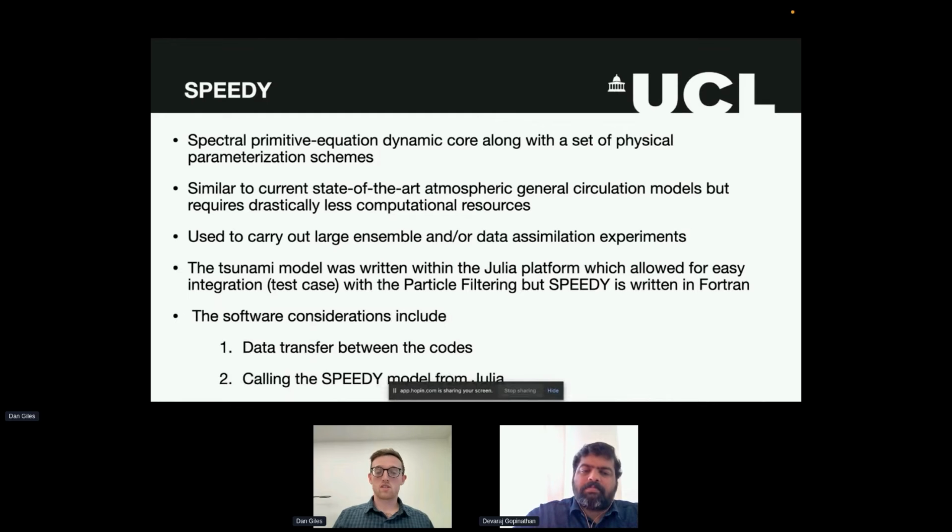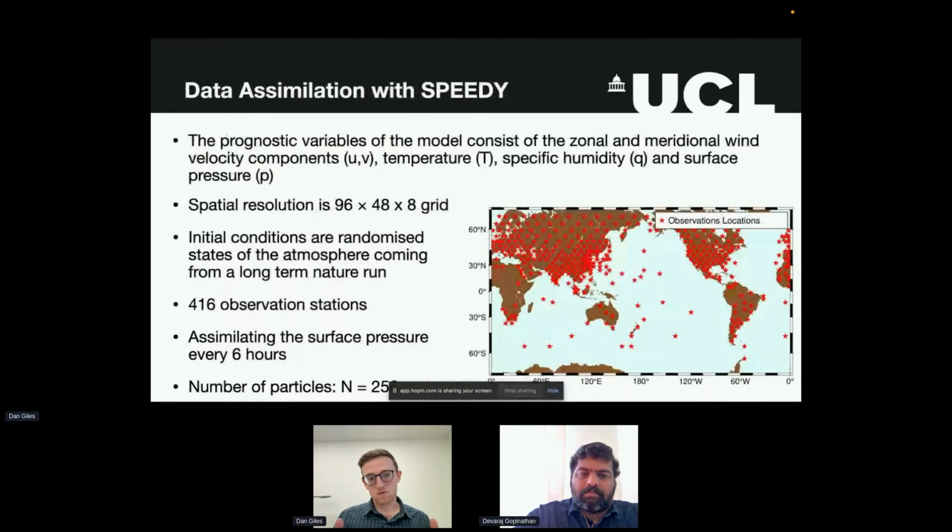The software considerations are mainly, for instance, data transfer between the codes. You have SPEEDY in Fortran and the particleda code in Julia, and you'll have to transfer data from one to the other. Then you're also going to have to figure out a way of calling the SPEEDY model itself from Julia, from the particleda code. We've successfully done that in this case, and the setup of the data assimilation experiment that we're running is highlighted here.